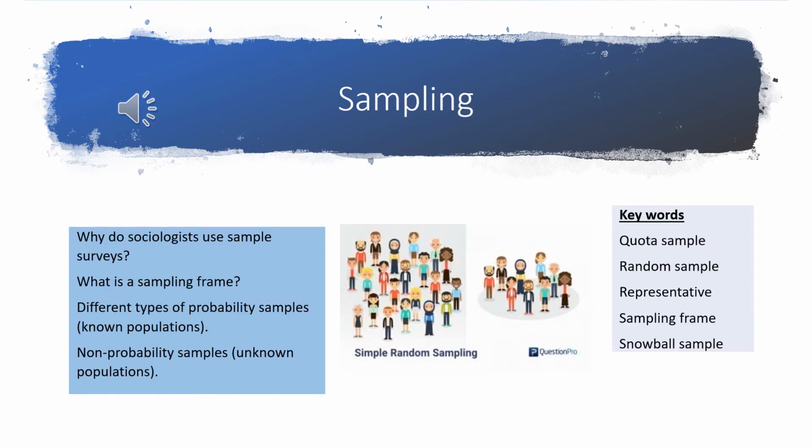Sampling. Sociologists use sampling because it can make research a lot more efficient, it can make research a lot more valid, a lot more reliable, it can really improve the quality of research.